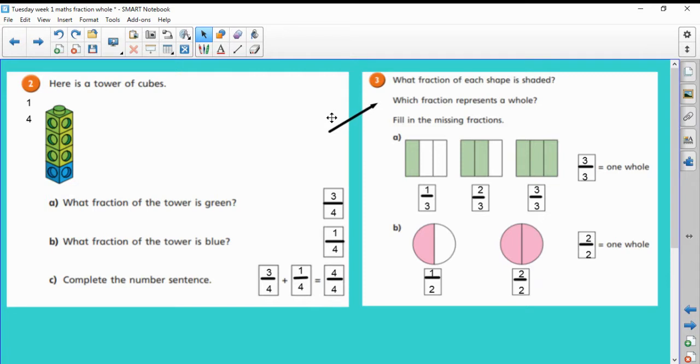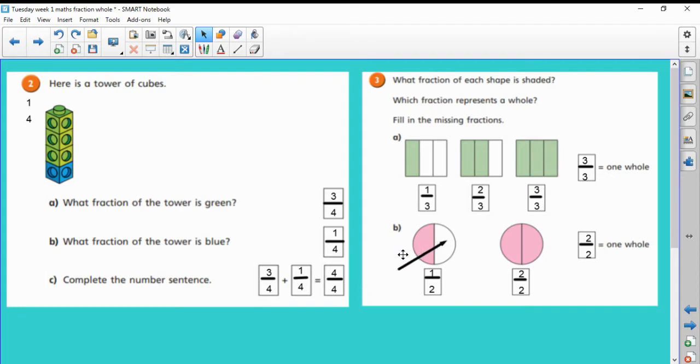What fraction of the shape is shaded? Well, here we have 3/3. One of the thirds is shaded, 1/3. Of the shape here, which is split into 3 equal parts, 2 of the parts are shaded, 2/3. With this one, all of the parts are shaded, 3/3. 3/3 make the whole.